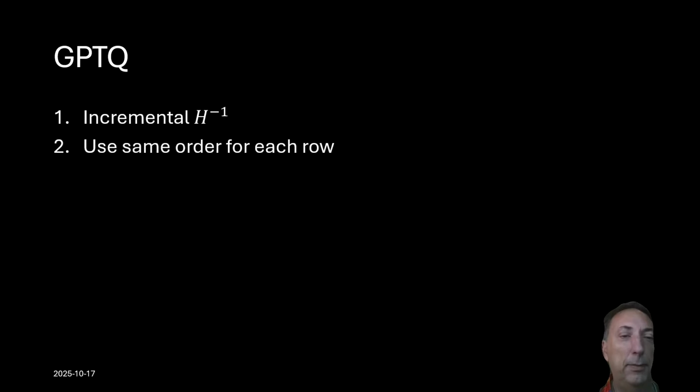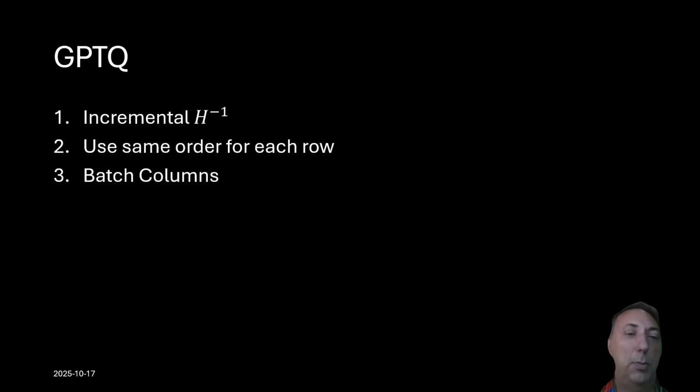All right, so the embellishments that GPTQ adds are these. Computing the inverse of the Hessian each iteration can be slow. There are ways to do that in an incremental fashion, so you don't have to recompute it from scratch each time. And then this inverse of the Hessian changes for each row, but if you use the same order of weights each time, you don't have to do that. It turns out that if you keep the order the same from one row to the next, that works out pretty well because the columns basically have the same properties from row to row.